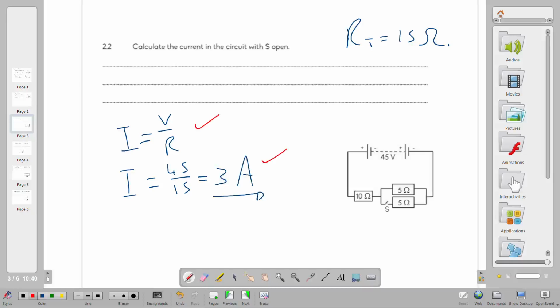Formula, answer. Once again. So now we know that the current that's flowing through this circuit is 3 amps. And there's the path of the current. It's not flowing there at all because the switch is open. Okay.